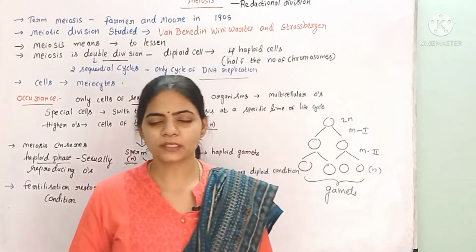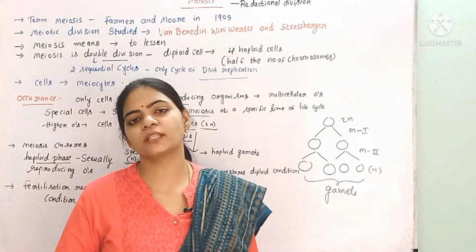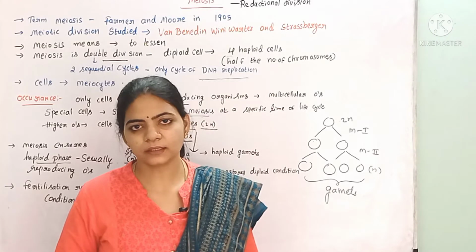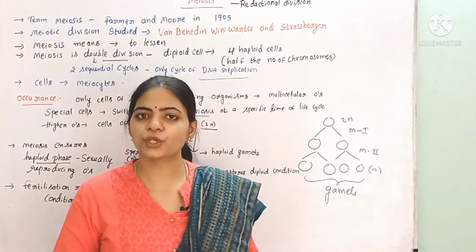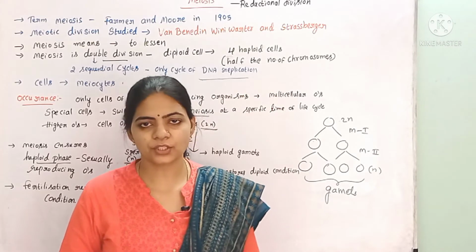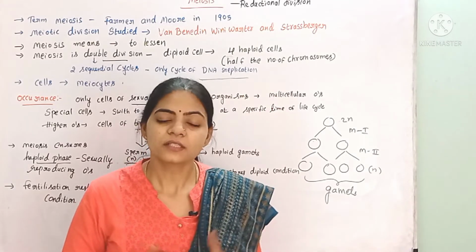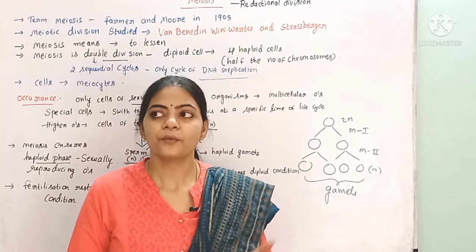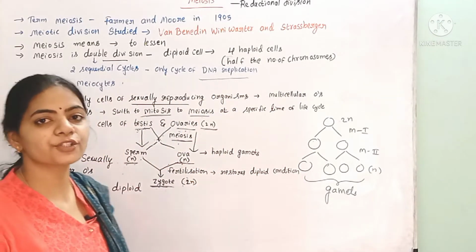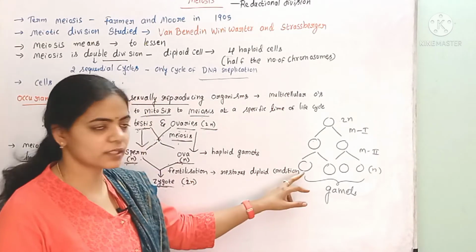In this video we are going to study the next cell division, that is meiosis. Mitosis we have completed. In mitosis we have studied that it is equational division, where from the parent cell two daughter cells are generated, which have the same number of chromosomes, right? But in meiosis the number of chromosomes is reduced to half in the daughter cells.